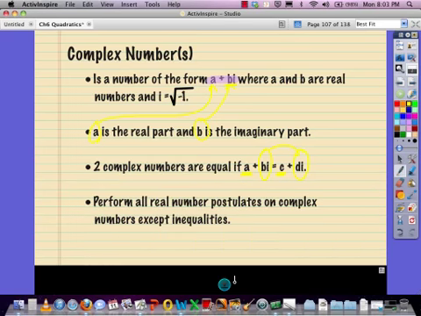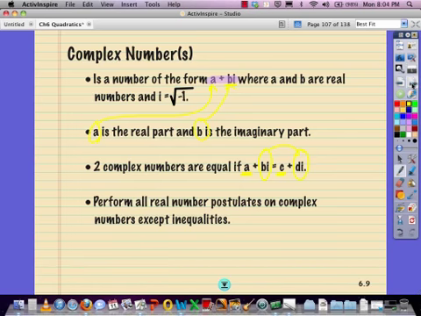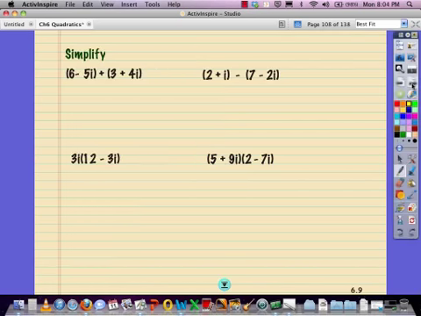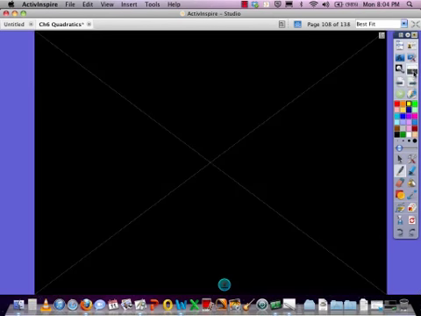And then, last but not least, in the set of complex numbers, you will perform all addition, subtraction, and multiplication very similarly, using the same postulates and rules that we used with real numbers. The only exception there is inequalities. We won't be doing less than or greater than with complex numbers. Okay, so moving forward, let's try some good old addition, subtraction, and multiplication of numbers, and let's highlight them.